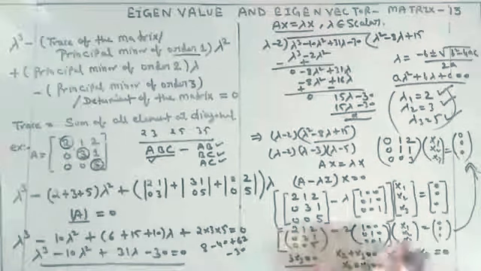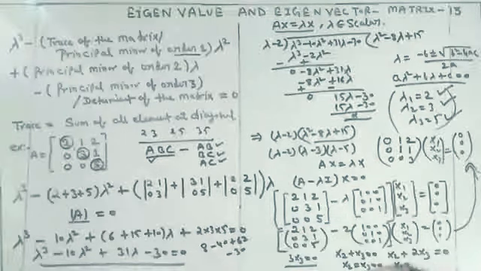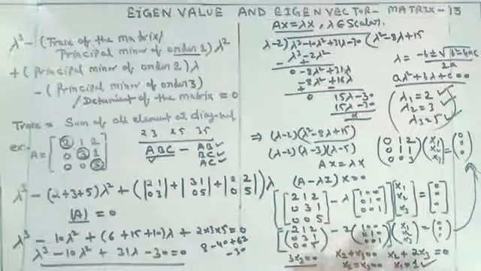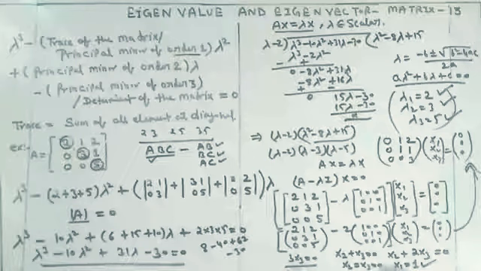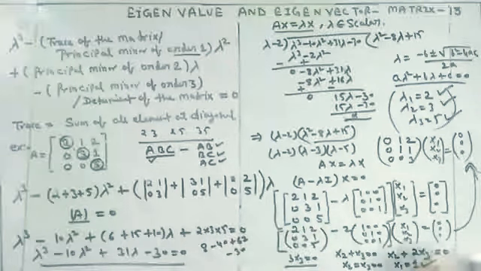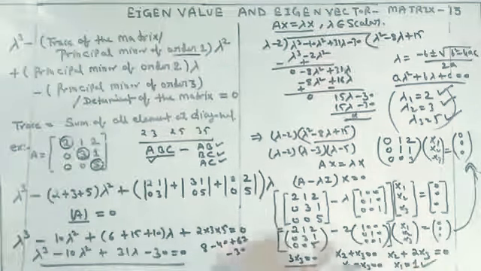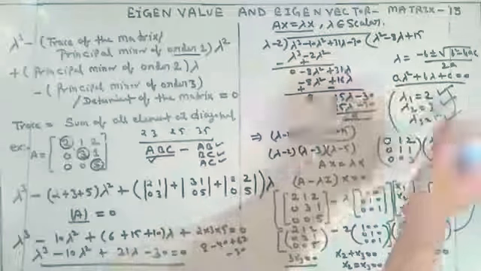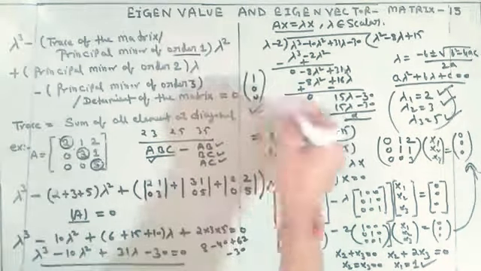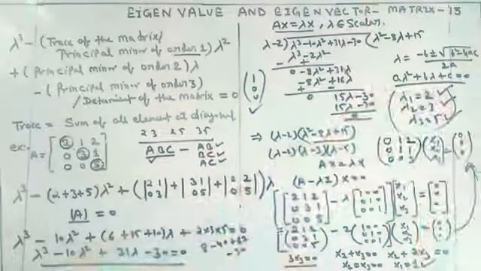So x2 is equal to x3 is equal to 0. If you cannot find x1, it means that you can take x1 as any value. Suppose we are taking 1. It means that x1 is free, linearly independent. So your first eigenvector corresponding to lambda 1 is equal to 2 is 1, 0, 0. This is the eigenvector for lambda is equal to 2.